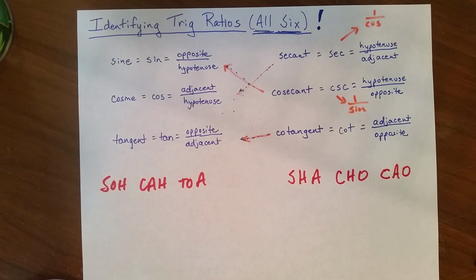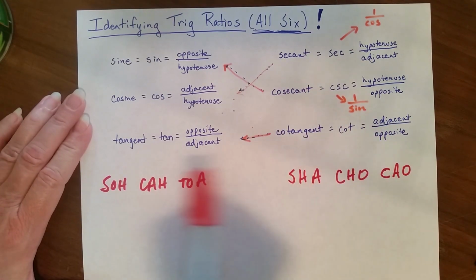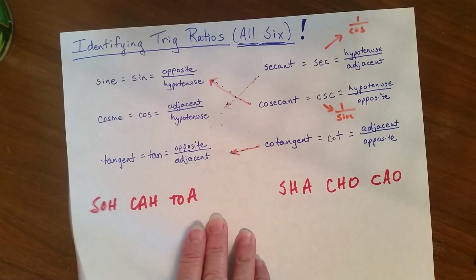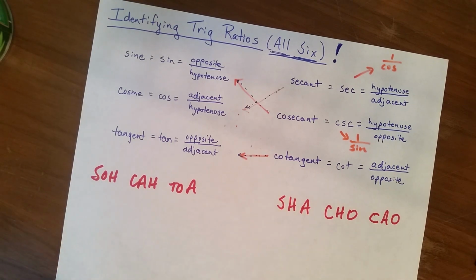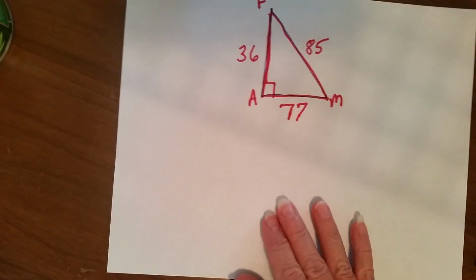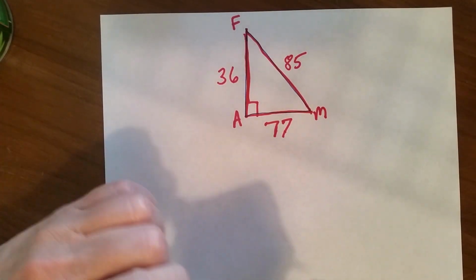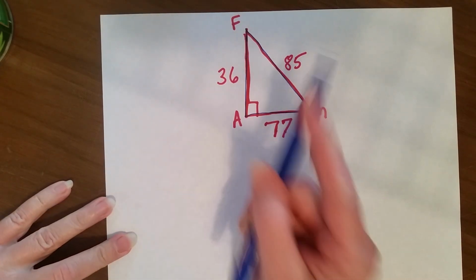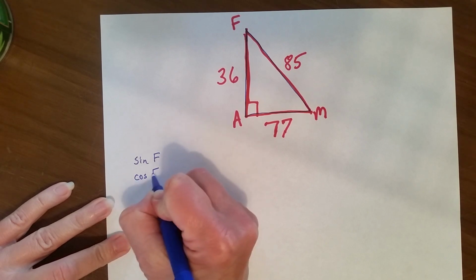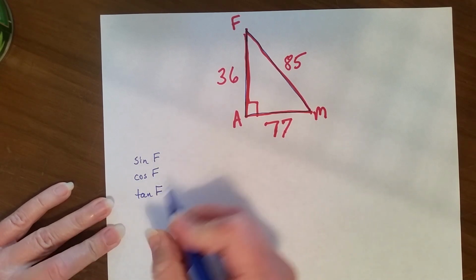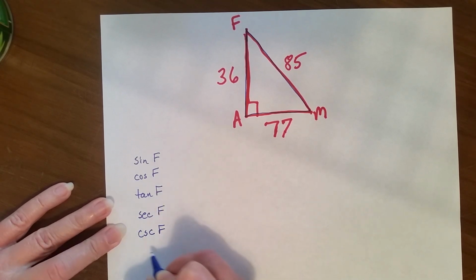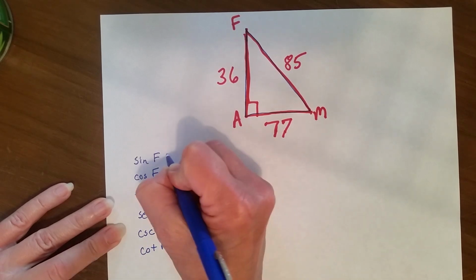Okay, anyway, today what you're going to do is just get familiar with these. Okay, so where did I put my other sheet? There is my sheet. Okay, we've got a triangle like this, and we're going to identify all 6 trig ratios. So we're going to look at angle F first. I'm going to write down the sine of F, the cosine of F, the tangent of F, the secant of F, the cosecant of F, and the cotangent of angle F.